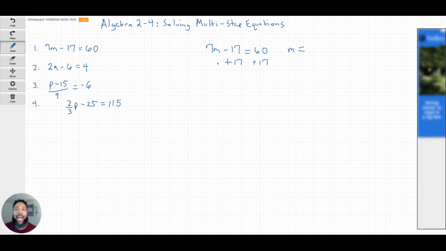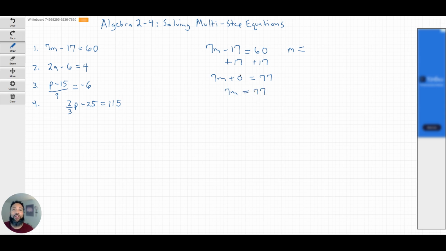Now when we add 17 on both sides, we're left on the left side with 7m. Then you have minus 17 plus 17 is 0. So 7m plus 0 equals 60 plus 17, which is 77. Essentially what you have left is 7m. 7m plus 0 is just 7m equals 77. Now you're back to a one-step equation at this point.